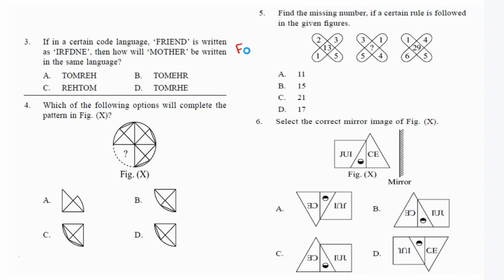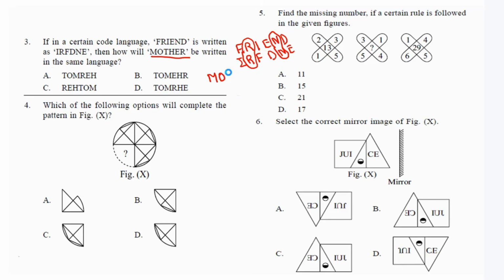So let's write down FRIEND. So the friend word is written as IRFDNE, right? So here we see that R is in its original place and A is in its original place. So which one is moving? It's I and F in the first part and E and D in the second part, right? So same thing we have to do with the mother word, right?